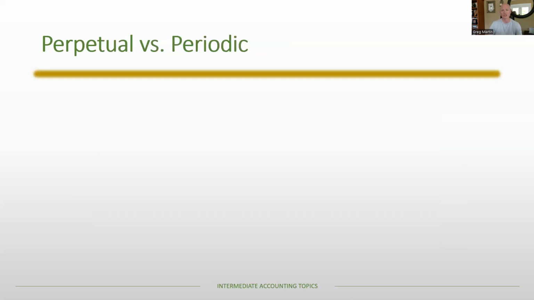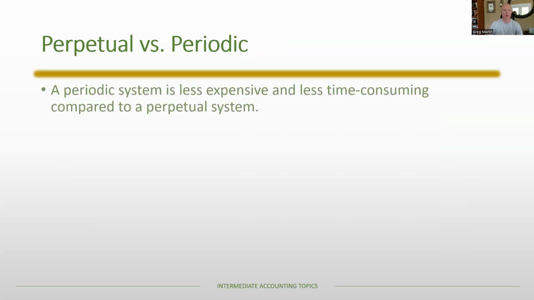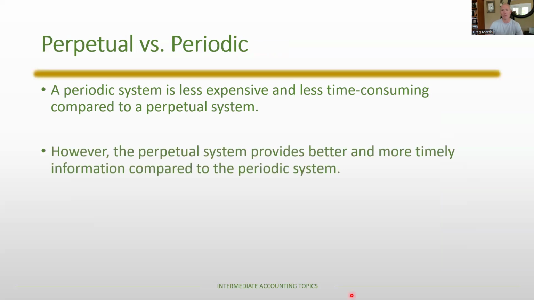And so what is the trade-off between these two systems? The periodic system is less expensive, less time consuming. Obviously, with most accounting systems, once you have the physical count, it's a fairly automated, fairly straightforward calculation. Obviously, the perpetual system is going to give you better, more timely information compared to the periodic system. And so, again, there's this trade-off of timeliness and quality of information versus cost and the time that it takes to actually prepare the information.